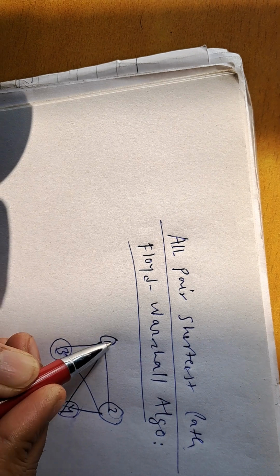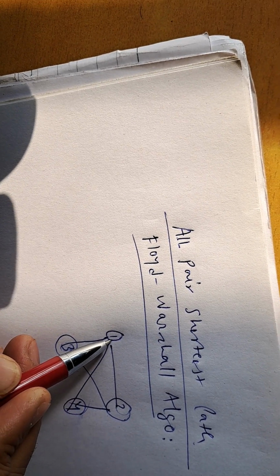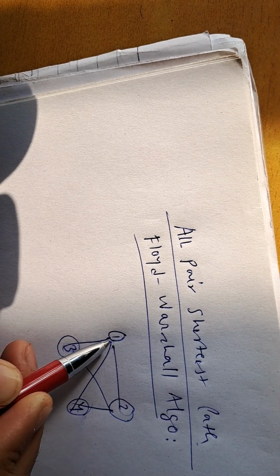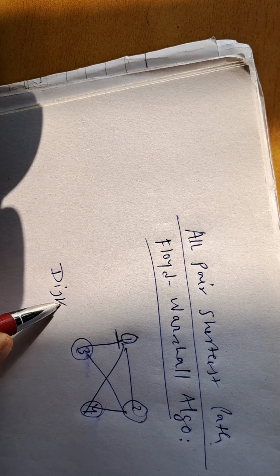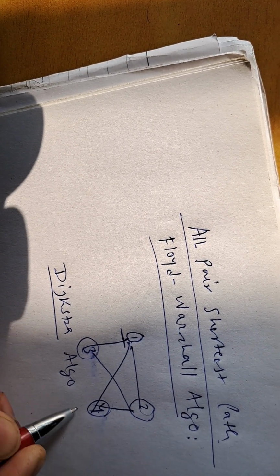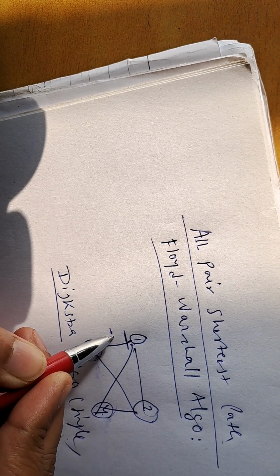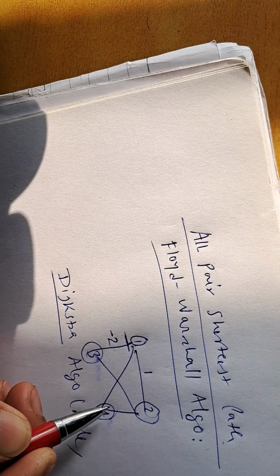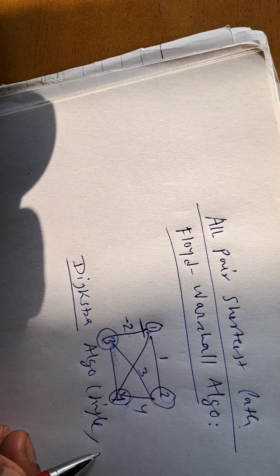Single source means what? If a source is given to you, let's say vertex 1, you want to find the shortest path from this source to all other vertices, then Dijkstra's algorithm works well. But you know the problem with Dijkstra's single source algorithm? It does not work well if negative weights are there. Let's say the weight is -2, this is 1, this is 3, this is 4. Then in that case, Dijkstra's algorithm may or may not give you good results.